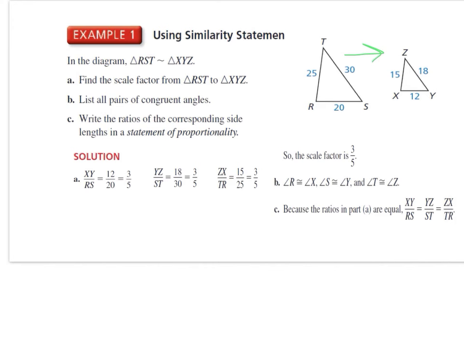And then part C, writing the ratio of the corresponding side lengths in a statement of proportionality, super important, another kind of vocabulary word to recognize. It looks like this. So we've already figured out the ratios in part A, so use those same ratios to write your statement of proportionality, which is what this looks like.